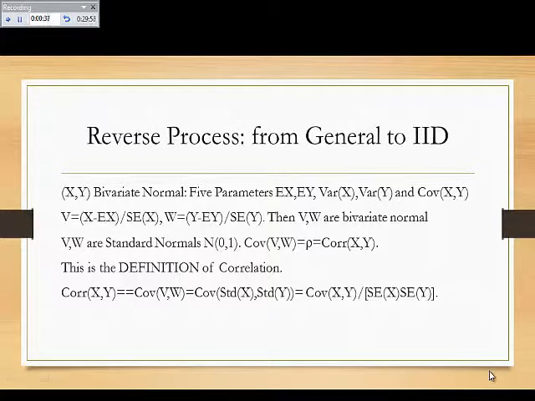First, you standardize x and y separately. So you define V equals x minus E[x] divided by the standard error, and W equals y minus E[y] over the standard error. And now V and W will be standardized normals, but they will have correlation rho. So V and W are standard normals, Normal(0,1). Covariance of V and W is equal to rho, which is the same as the correlation of x and y, because the correlation is the covariance of the standardized variables. That's the definition of correlation.